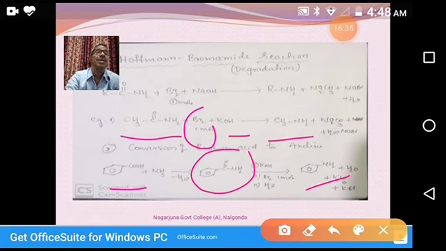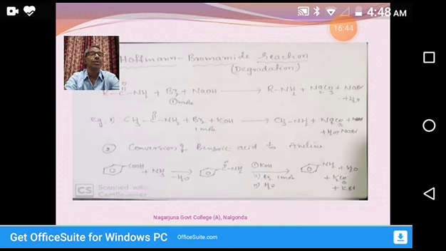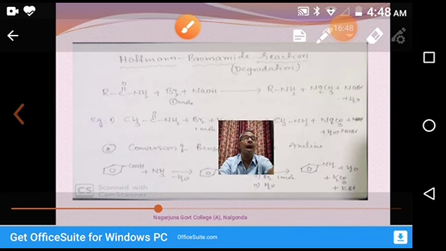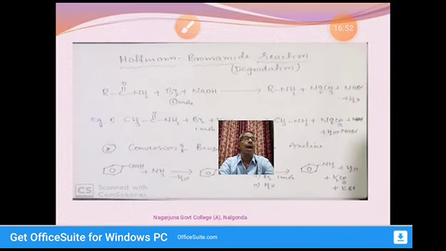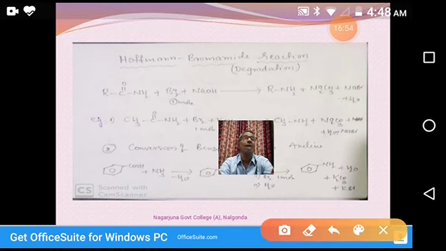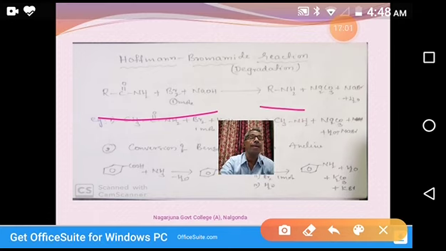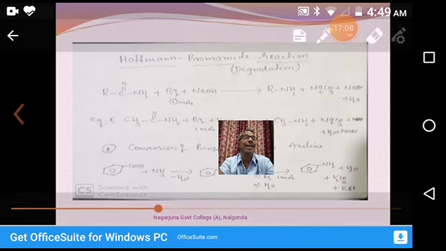So these are different examples for the Hofmann bromamide reaction. Once again, what is the Hofmann bromamide reaction? In this reaction, amides on reaction with bromine in presence of a base give amines. It was developed by the scientist Hofmann. That's why it is called the Hofmann bromamide reaction. Let us look at the mechanism.